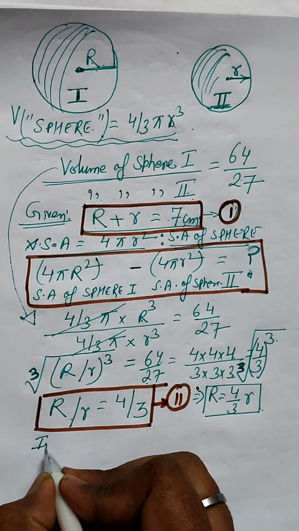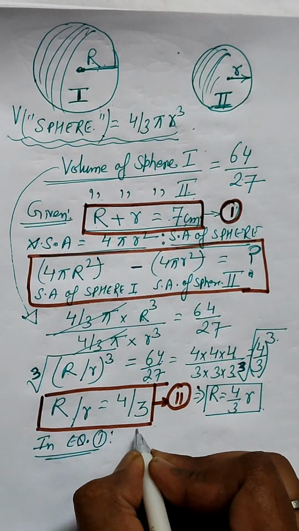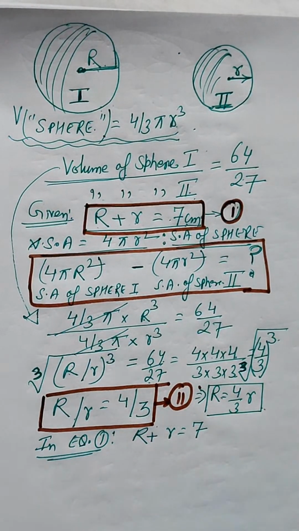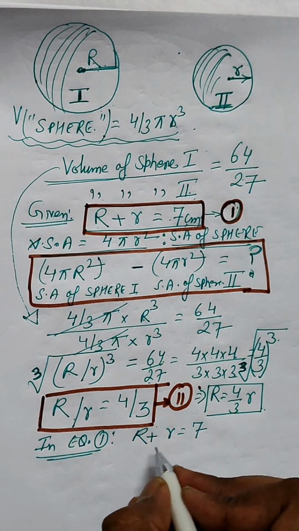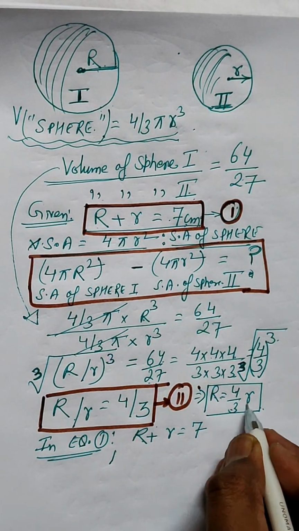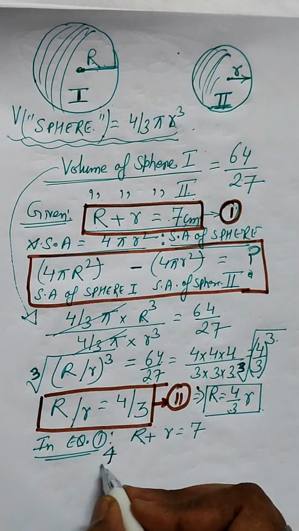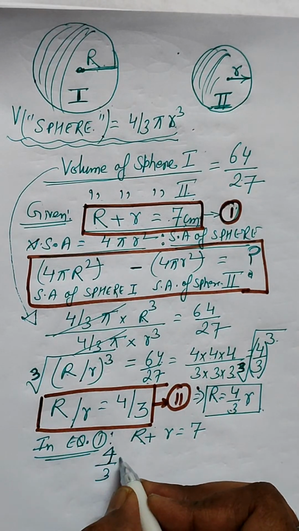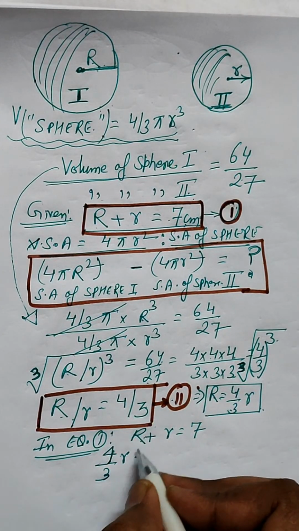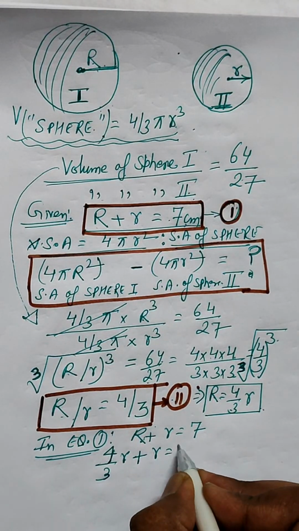So in equation 1, R plus r is given to you as 7. So in place of capital R you can write 4 by 3 times a small r. So we can substitute the value from equation 2, that is 4 by 3 r, substituting the value of capital R, and this small r equal to 7.